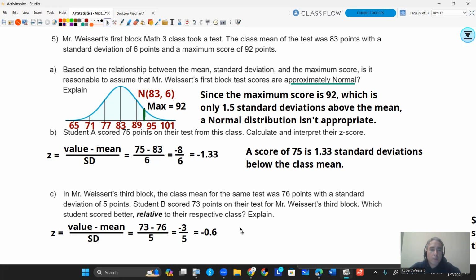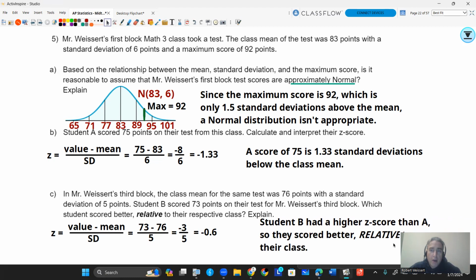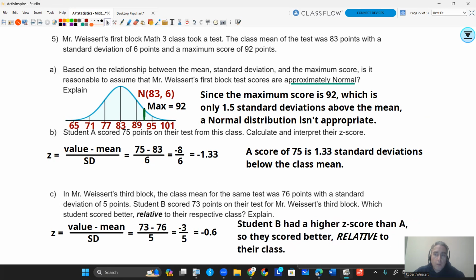which is a smaller z-score, or larger actually. Negative 0.6 is greater than negative 1.33. If you look at a standard deviation, it's closer to the mean. So in this case here, what I would say is student B had a higher z-score than A. So they scored better relative to their class. They didn't score better, they scored better relative to the people around them.